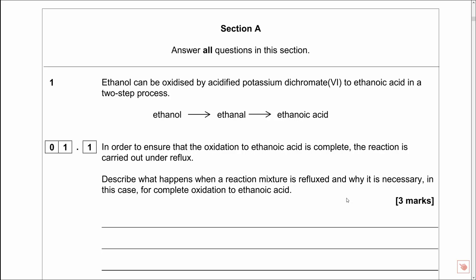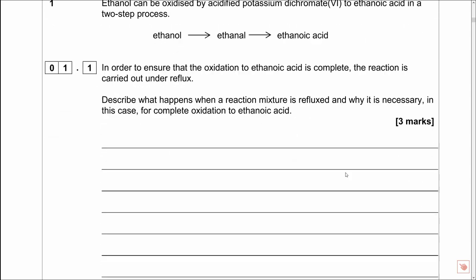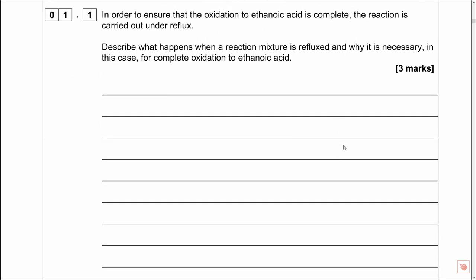Practical type question, talking about reflux. This one is talking about the oxidation of ethanol. So you can see that ethanol is oxidized to ethanal and then to ethanoic acid, which is classic oxidation of alcohols, year 1 content. It's a 2-step process, and it's done in order to make sure the oxidation to ethanoic acid is complete. It's done under reflux. Describe what happens when a reaction mixture is refluxed, and why it is necessary in this particular case for the oxidation of the ethanol to ethanoic acid.